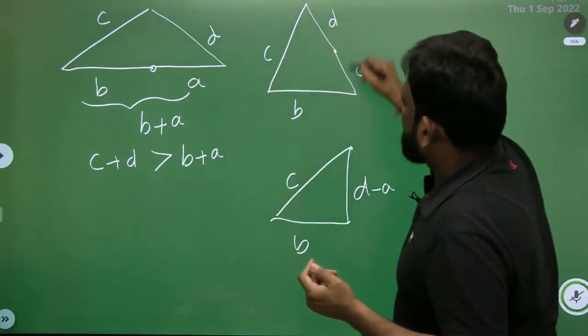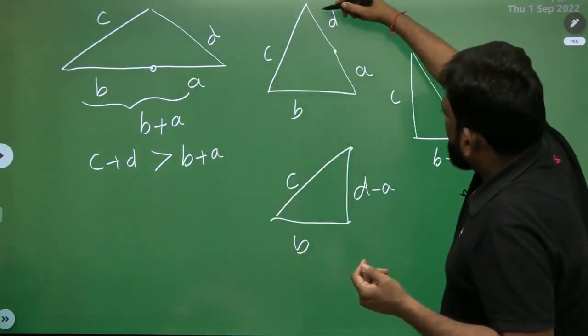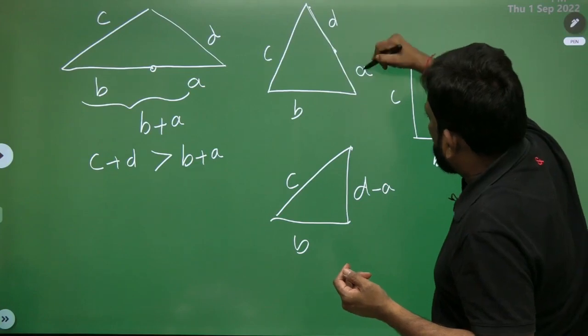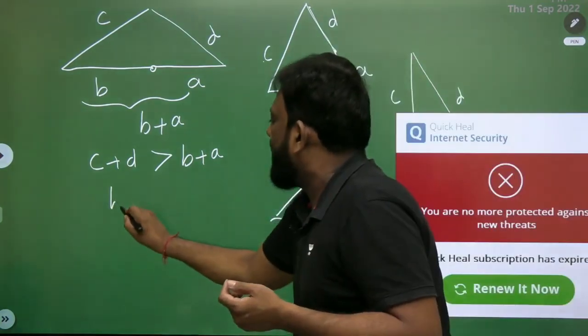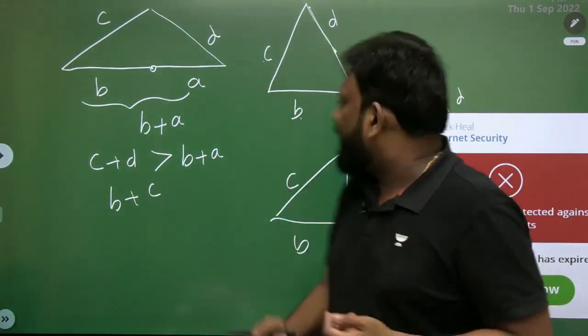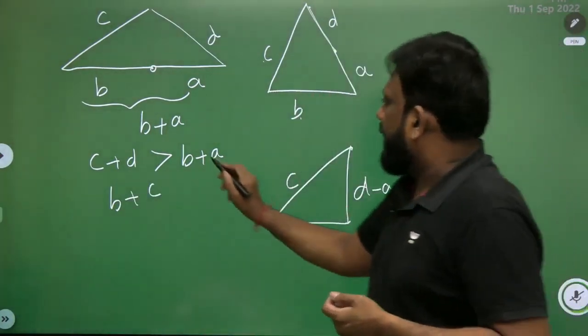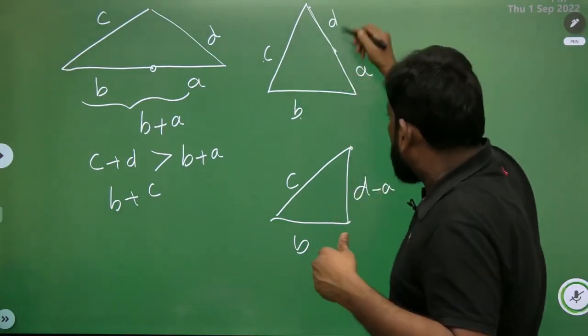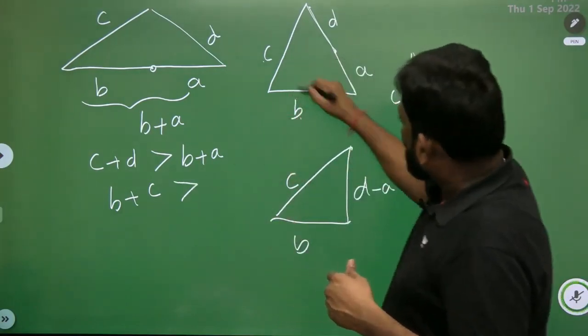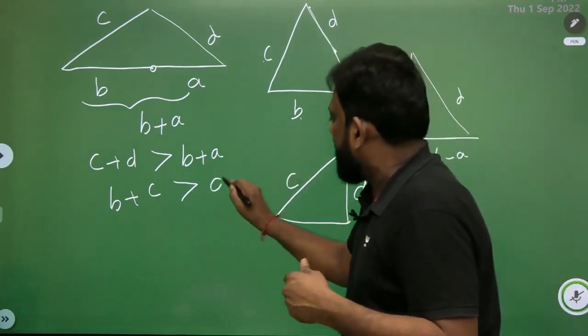Now come to this triangle. This total length is D plus A. The sum of two sides, that is B plus C, should be greater than the other side, that is A plus D.